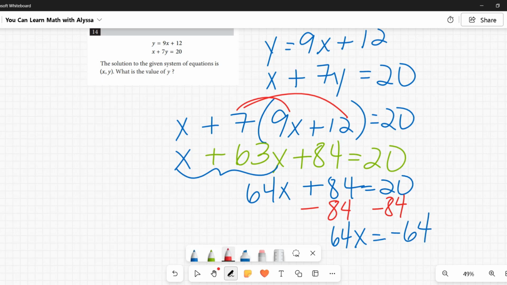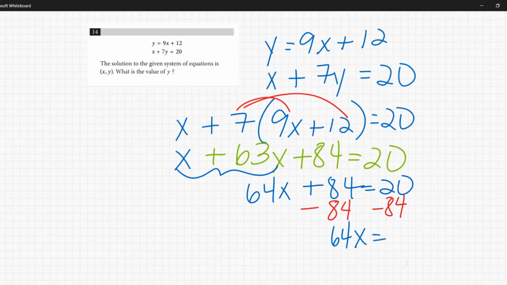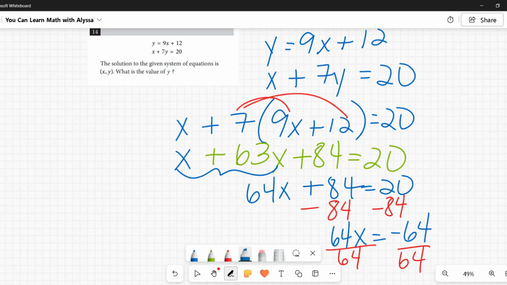Then, since x is being multiplied by 64, we need to divide both sides by 64 to get rid of that. We get that x is equal to negative 1. That, however, is not the end of the work. We need to take this negative 1 and plug it into either of these equations to solve for y.